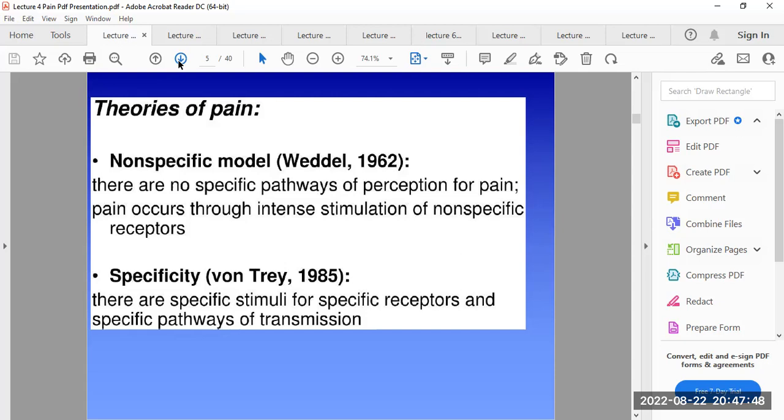Then there is Von Frey's specificity theory. This one looks at specific stimuli for specific receptors and specific pathways of transmission. A very good example is pressure on the skin, as well as noise sensations, which cause pain in the ears, for example.